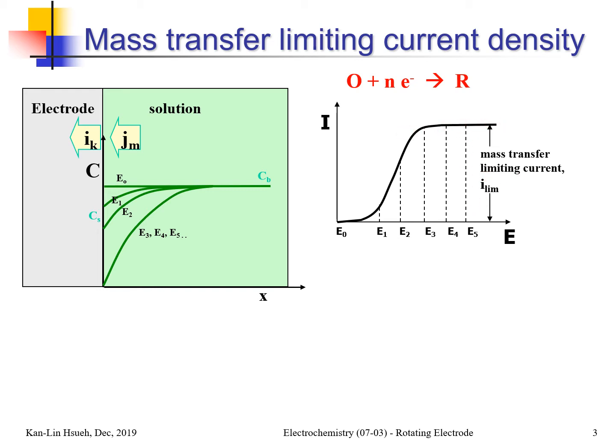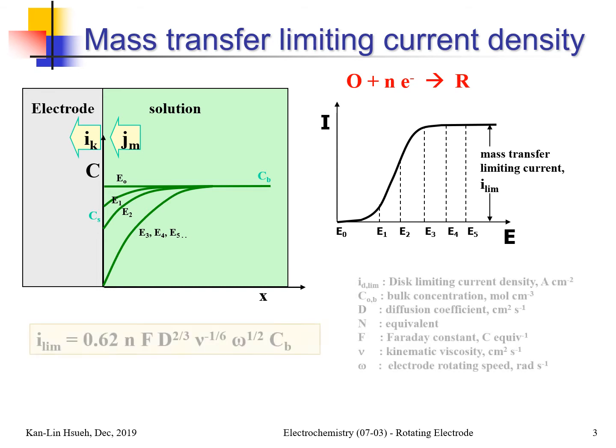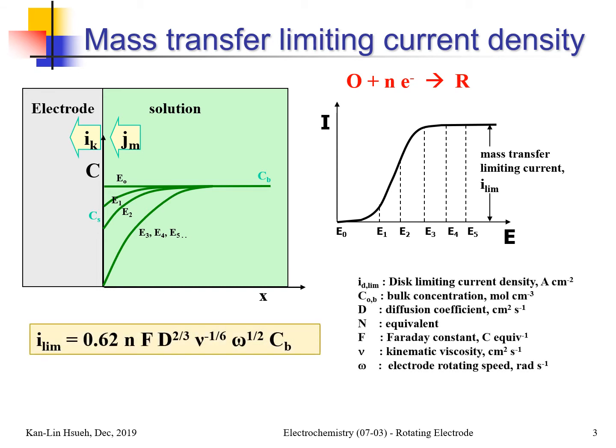The current can only be affected by increasing the electrode rotating speed or changing the concentration. From before, we can see the limiting current equals 0.62 n F D^(2/3) ν^(-1/6) ω^(1/2) C. The ω is the electrode rotating speed in radians per second, ν is the kinematic viscosity, and D is the diffusivity. Normally for a given electrolyte, this is almost constant; it only depends on the concentration and the electrode rotating speed here.